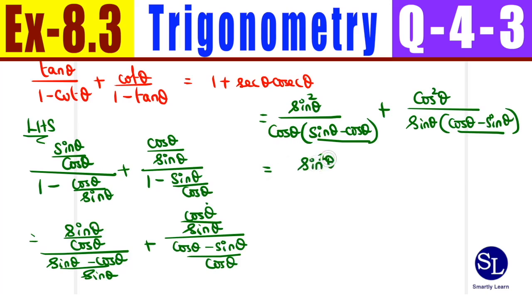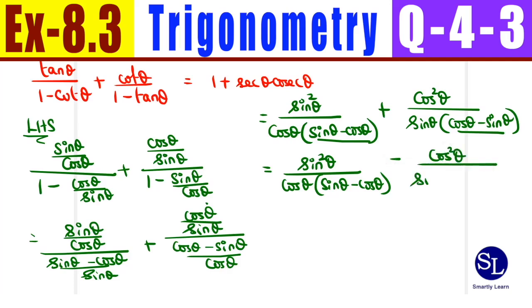So this is sin square theta divided by cos theta into sin theta minus cos theta. Whatever negative sign I'm taking here, I'm pushing it here. So minus of cos square theta divided by sin theta into sin theta minus cos theta. Now if you take LCM, the cross multiplication load will reduce. All you have to do is cross multiply sin square theta with sin theta and cos square theta with cos theta, because this part of the denominator is common for both.